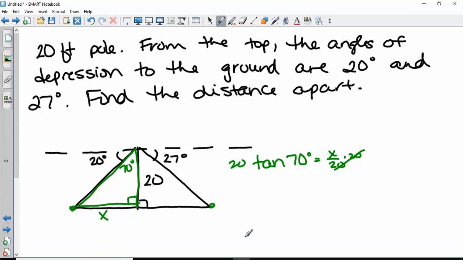Make sure you're in degree mode. That's one thing you will need to watch on your final. So 20 times the tangent of 70 is 54.9495.